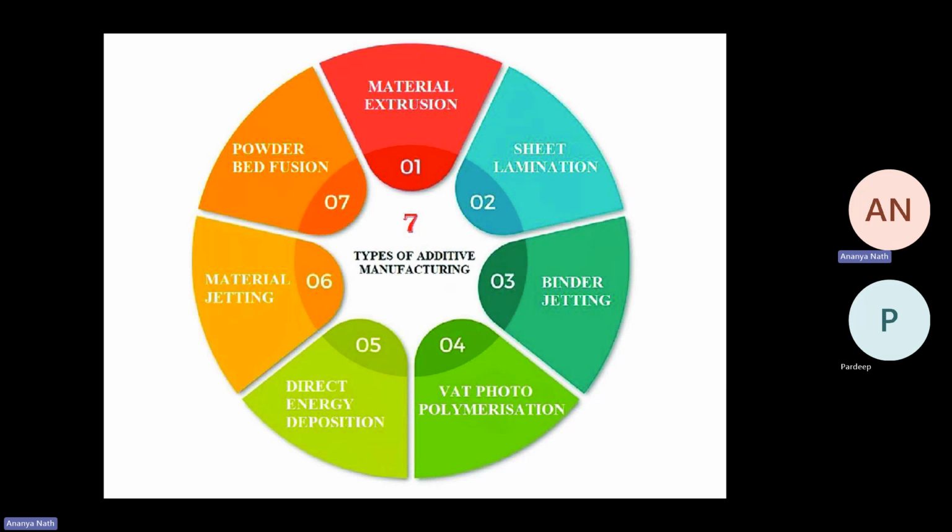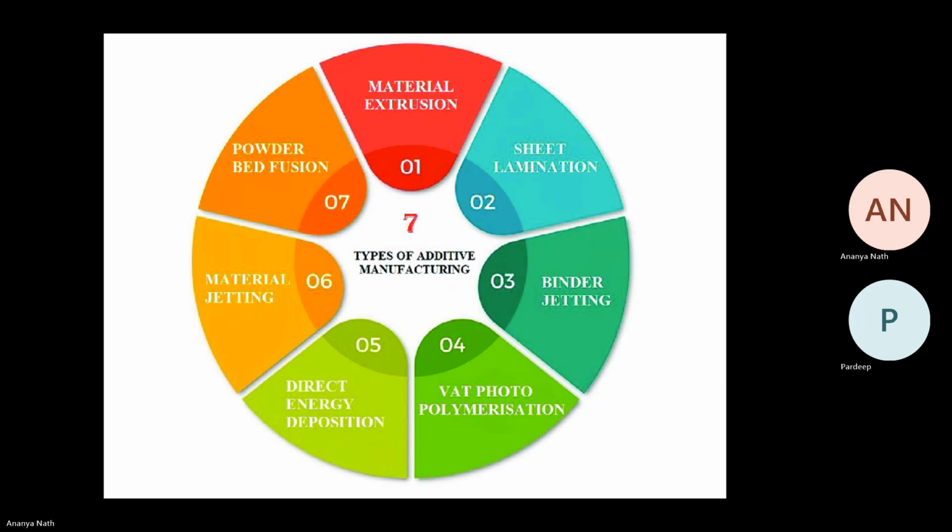In this classification, some of the processes are capable of printing metal parts, but not all of them. Some of them are capable of printing polymers. Some of them are capable of printing both metal and polymers. Some of them are used for ceramics also, like sand mold printing. And one process, sheet lamination, works with paper, wood, and metal.